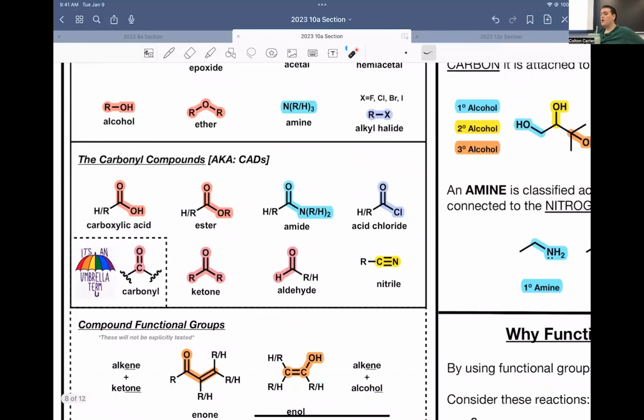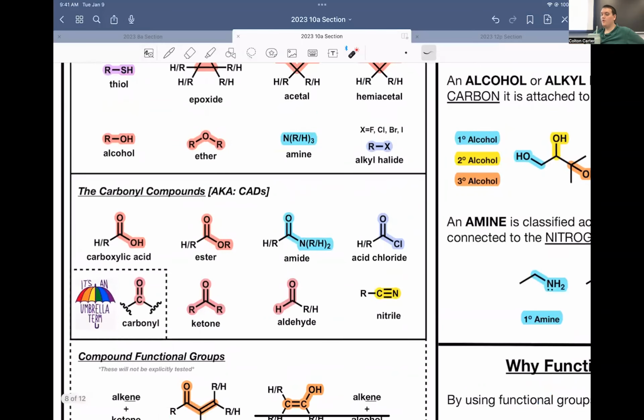Okay, last family are the carbonyl compounds, also called the carboxylic acid derivatives, or CADs. But anyway, the main central word here is carbonyl. So carbonyl is an umbrella term. So if you see a functional group on the exam and you write carbonyl, you will not get points because it is not specific enough. It tells you generally that there's a C=O double bond, but what is on either side of it gives you the specific flavor.